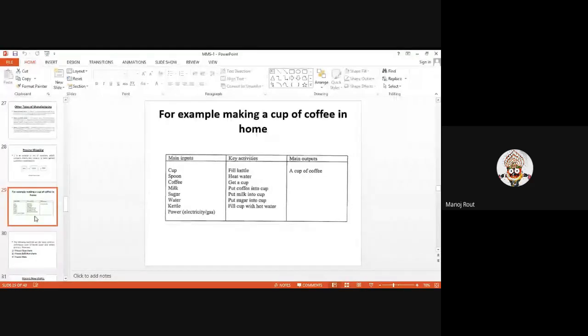And what are the key activities? Fill the kettle, heat the water, get a cup, put coffee into the cup, put milk into the cup, put sugar into the cup, fill the cup with hot water. And what is the output? A cup of coffee. So this is known as process making. The process making basically contains input, activities, and outputs.